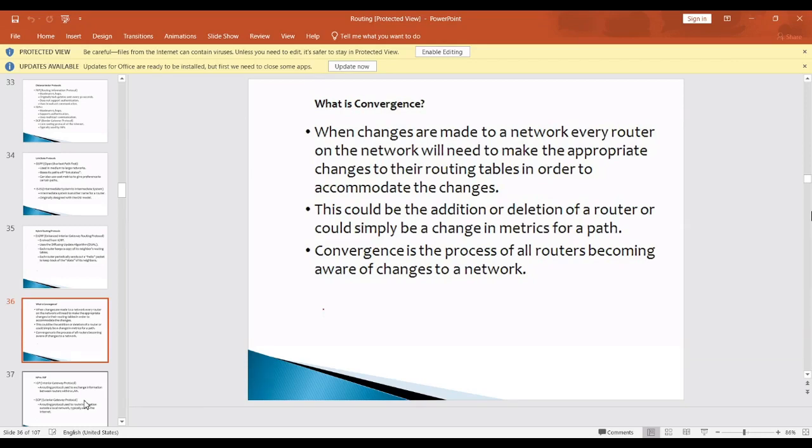When changes are made to a network, every router on the network will need to make appropriate changes to its routing table in order to accommodate them. This could be the addition or deletion of a router, or simply a change in the metrics for a particular path. So convergence is the process of all routers becoming aware of the changes to the network. That is what convergence means. If a particular network takes a particular time for convergence, that is called the convergence time, right?